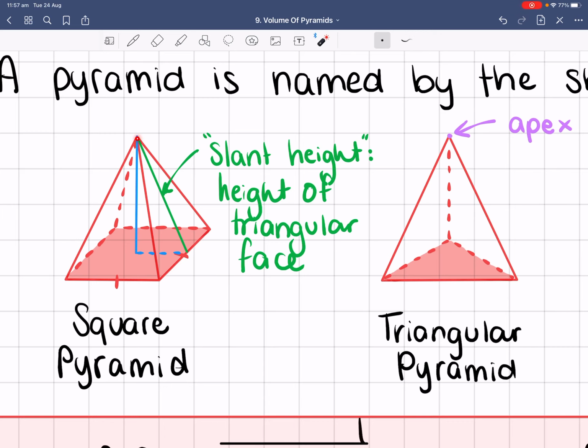Whereas the slant height is, imagine that you're sliding down the slippery dip of the face. Whereas this is dropping straight down. That's perpendicular height. This is slant height. As you can see, they do form a right-angled triangle where the slant height would be the hypotenuse and this side is the perpendicular height.